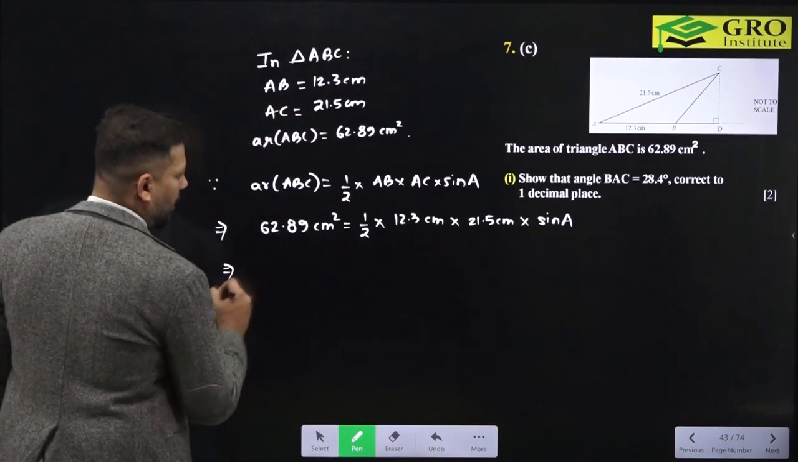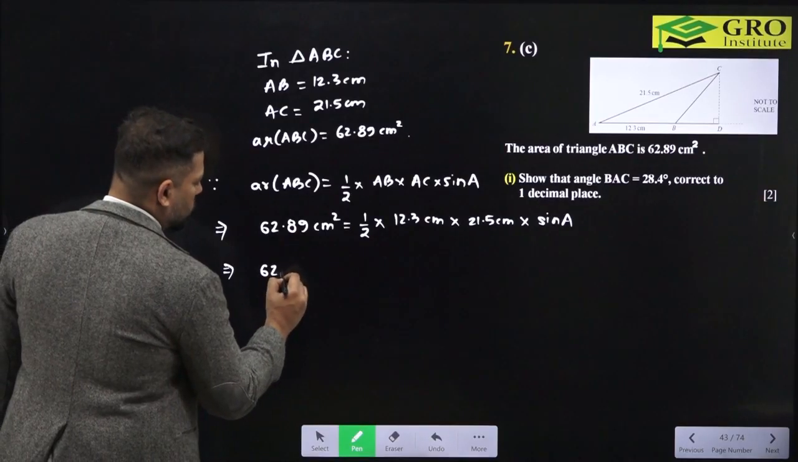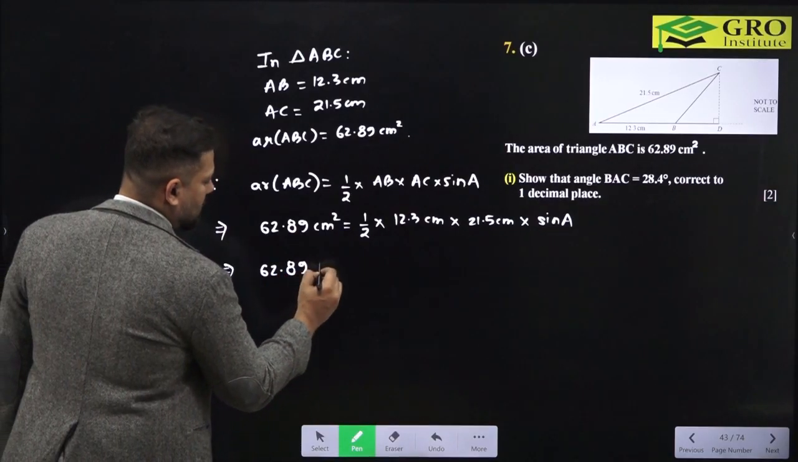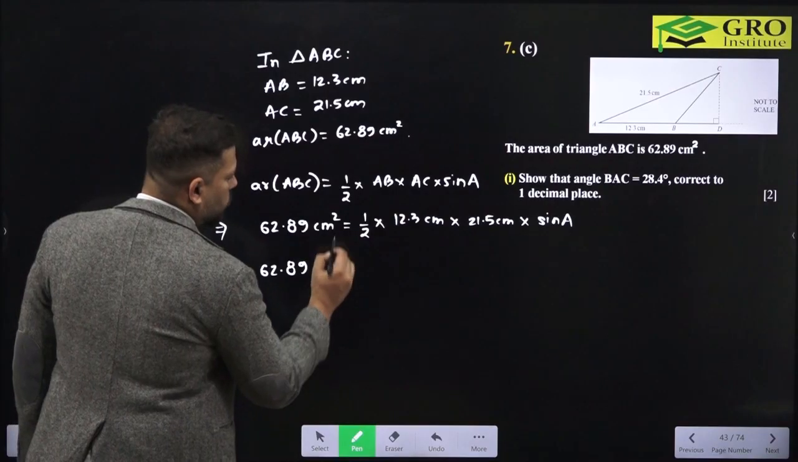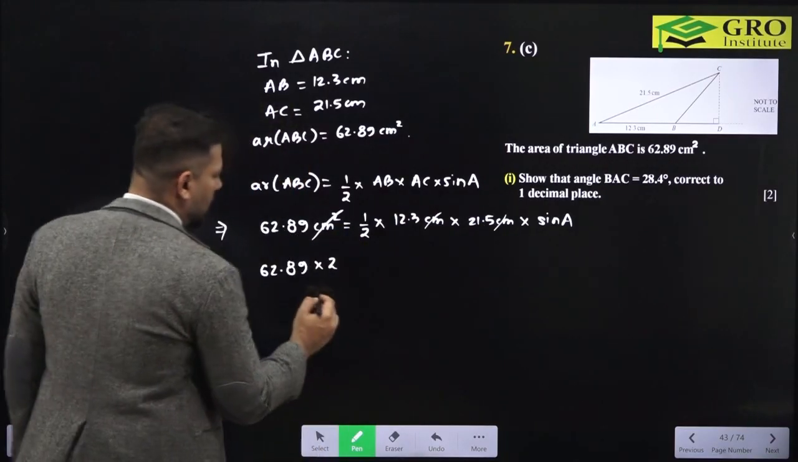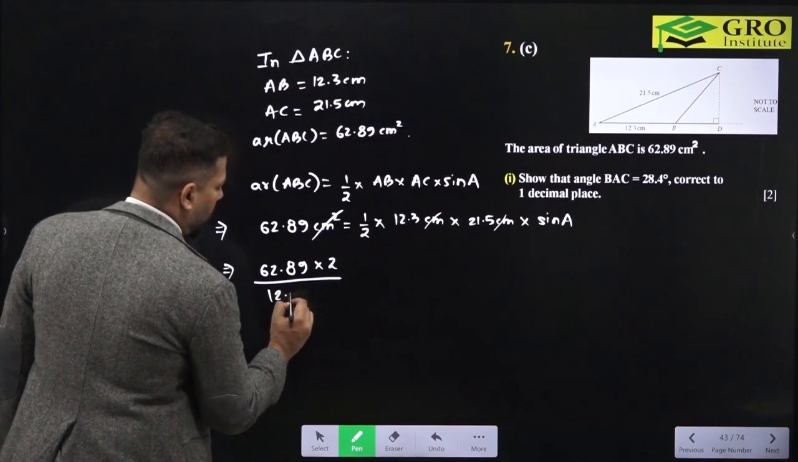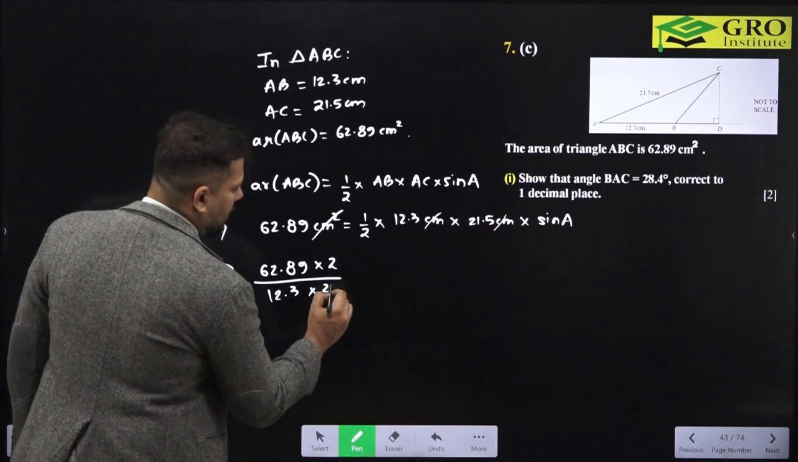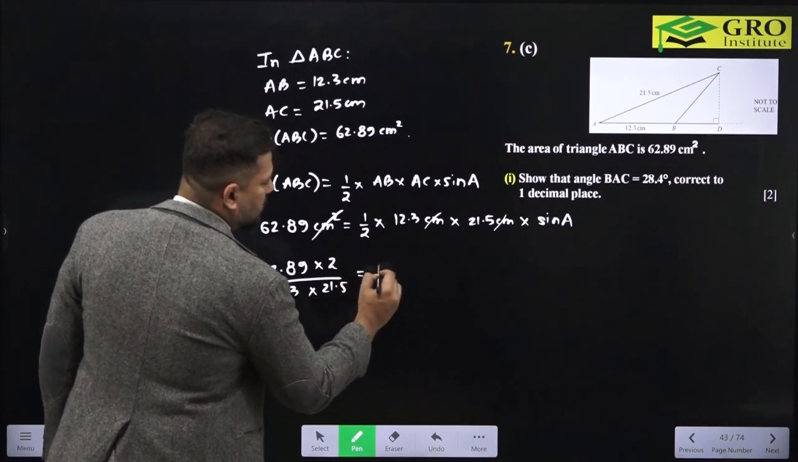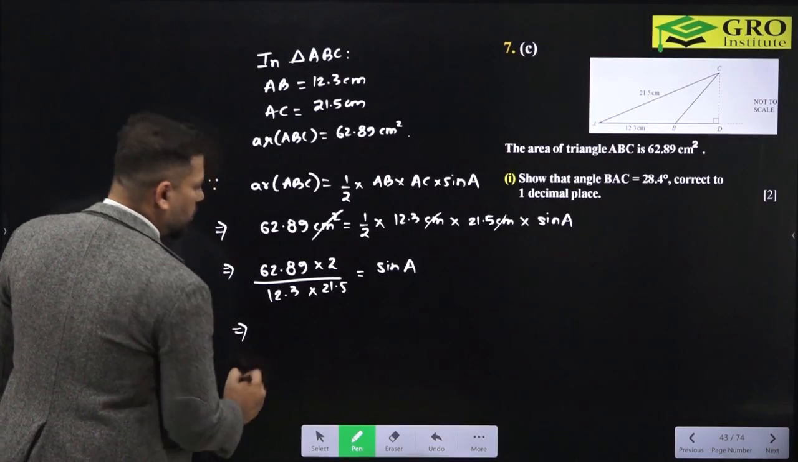So here if I use it, I will transpose this 2 to the other side. So it is 62.89 multiplied with 2. This centimeter square cancels this centimeter and centimeter, so the units are gone, and we will bring down 12.3 and 21.5. This will be equal to sine of A.